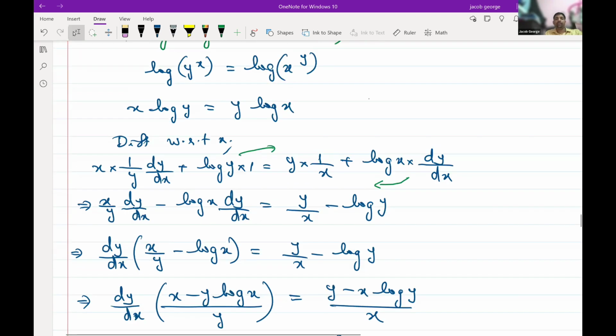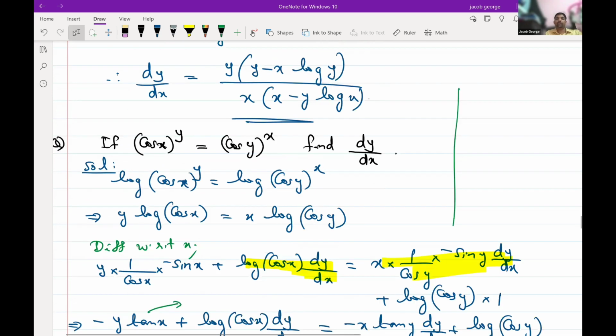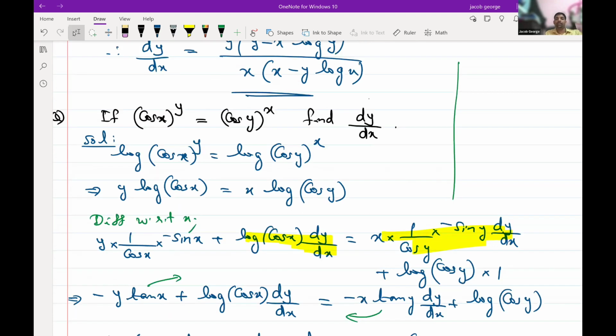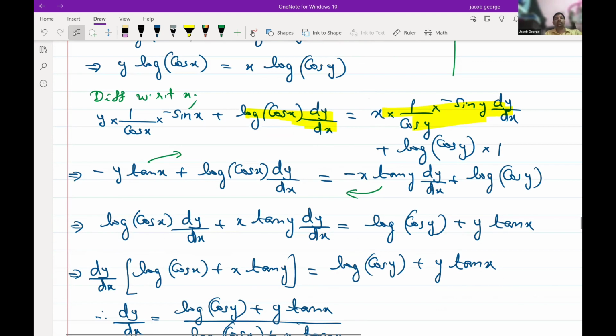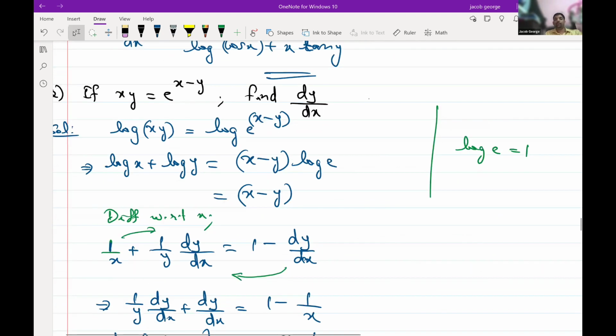Even this question is also the same type. (cos x) the whole raised to y is (cos y) the whole raised to x. We have to take log on both sides and then you will get the answer. And this is another important question. xy is e raised to x minus y. So here also we apply log on both sides. log(xy) is log e raised to x minus y. That is (x minus y) log e, but log e is 1. Don't forget, log e is 1.